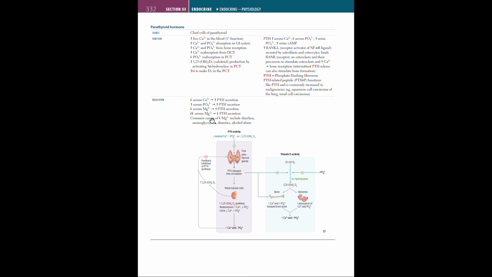A large decrease in serum magnesium will cause a negative feedback on PTH secretion. Common causes of decreased magnesium include diarrhea. When there is normal or even excessive diarrhea, in cases like intestinal infection, C. difficile infection, you can have excessive diarrhea causing an excessive decrease in magnesium, which can cause a decrease in PTH secretion, and you can have more complications.